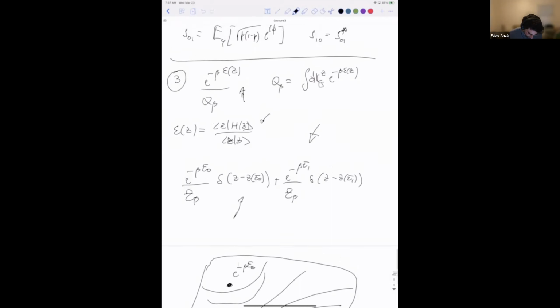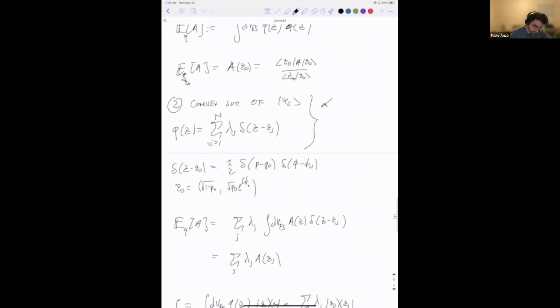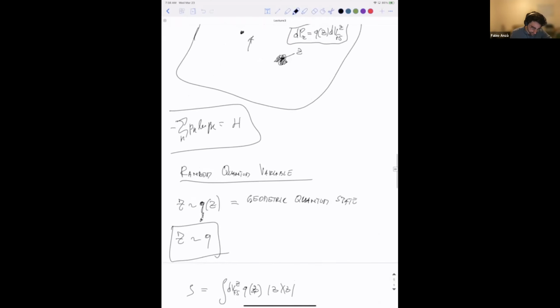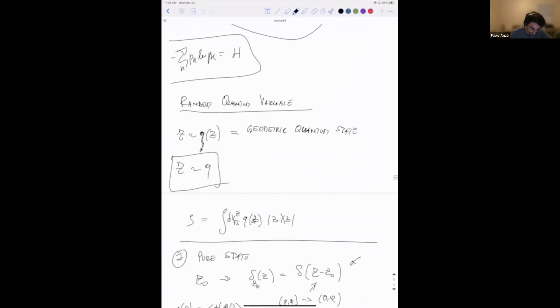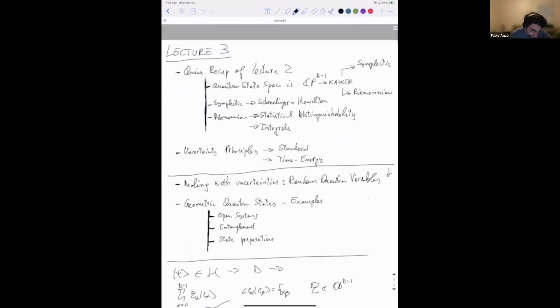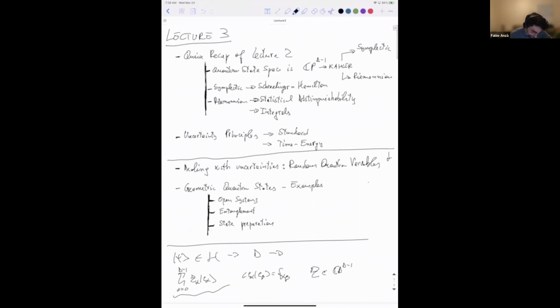All right. So you have pure states, finite convex combinations of pure states, and continuous ensembles. These are three constructive examples of geometric quantum states that are interesting to study. Now, let me go back one slide to the overview.